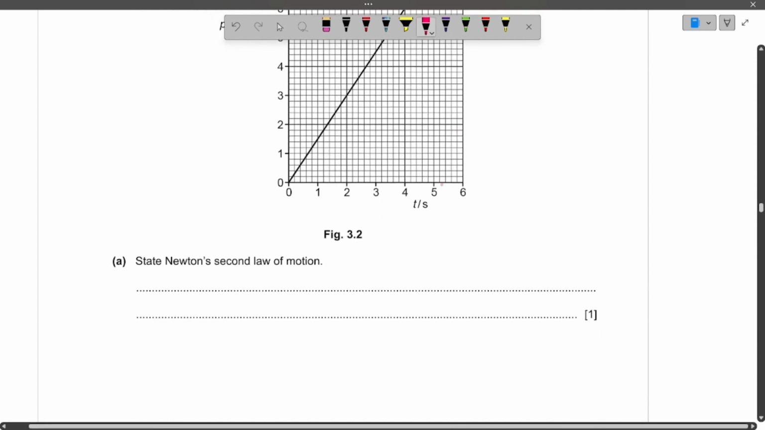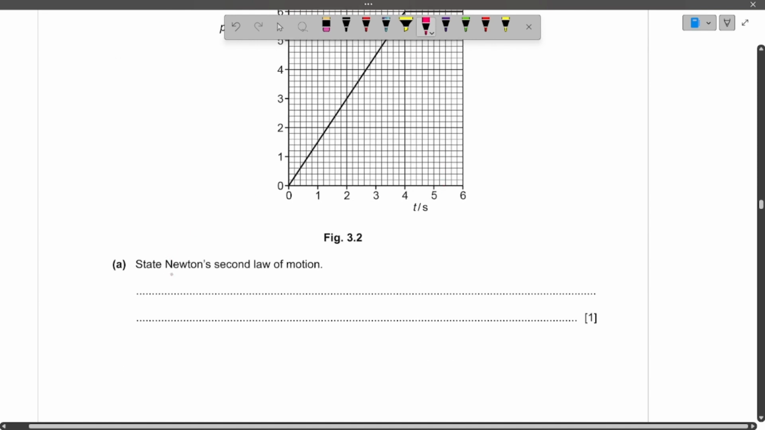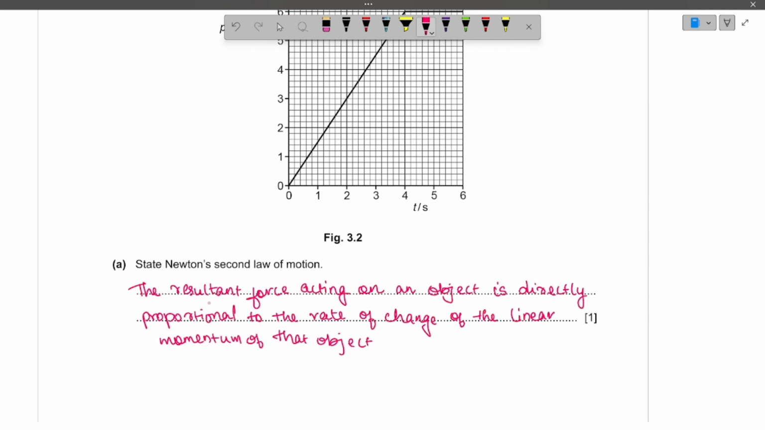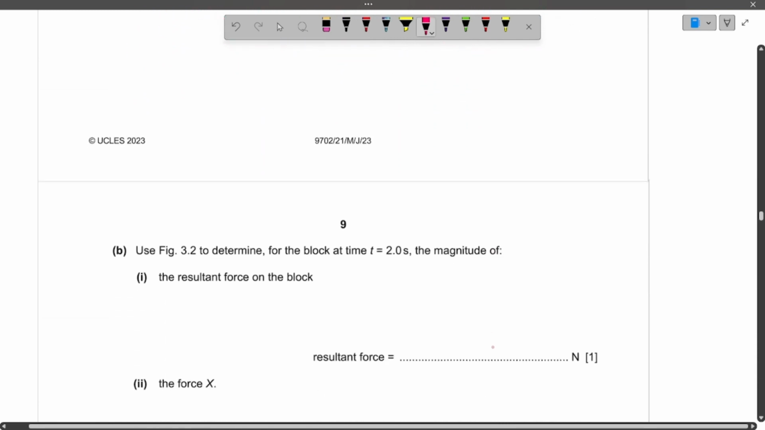So the A part of this question is, state Newton's second law of motion. Newton's second law of motion is related to the force and the momentum, and the statement is like this. The resultant force acting on an object is directly proportional to the rate of change of the linear momentum of that object, or you may say F is equal to dp over dt, or if it's a larger change, delta p over delta t. This is the formula to describe the second law of motion.